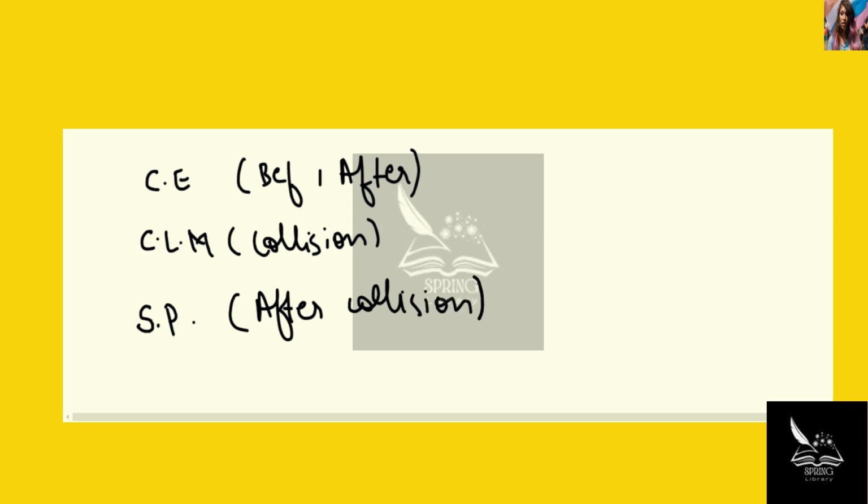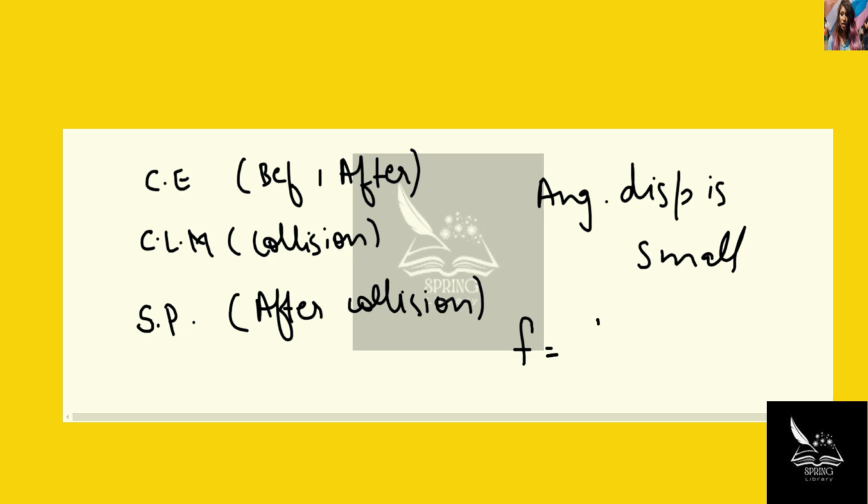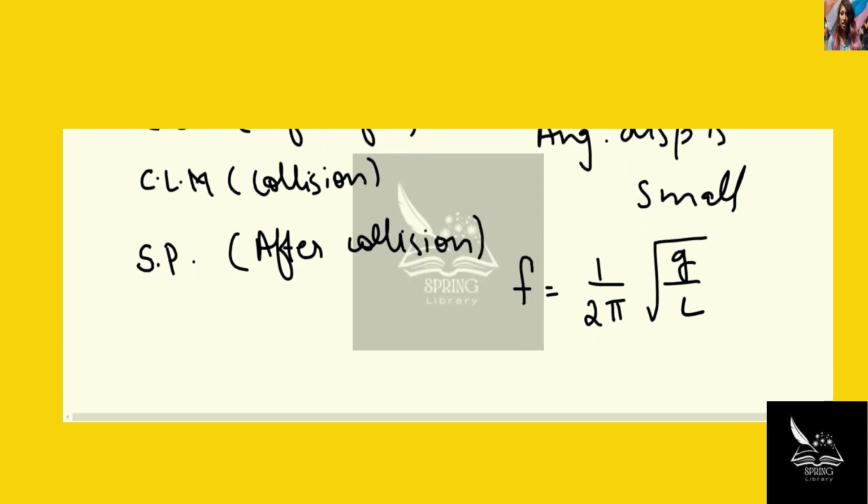So if the maximum angular displacement is small, then the frequency we can write as f equals 1 upon 2 pi root of g upon L. This is only when the angular displacement is small.